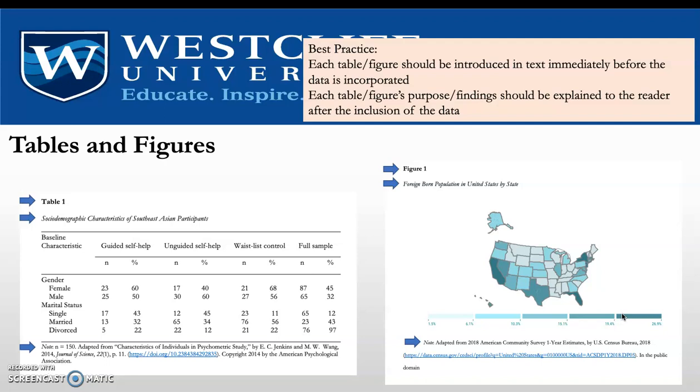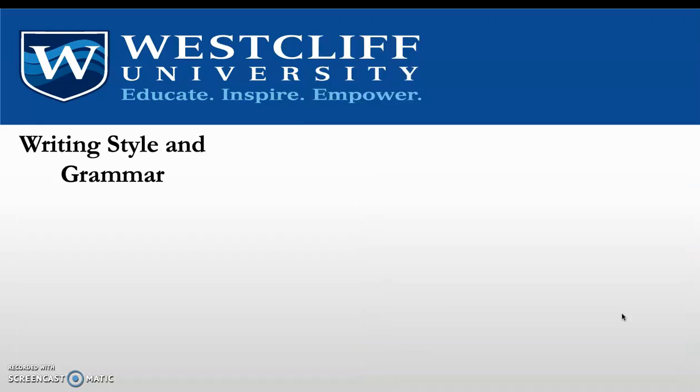Best practice with this, make sure that you always introduce the table or the figure. You can say something like, according to table 1, what? Or as seen in table 1, what overall? Then you add the image, and then after that, you will explain to the reader what we were supposed to identify from that data. Do not make the reader figure it out for themselves.